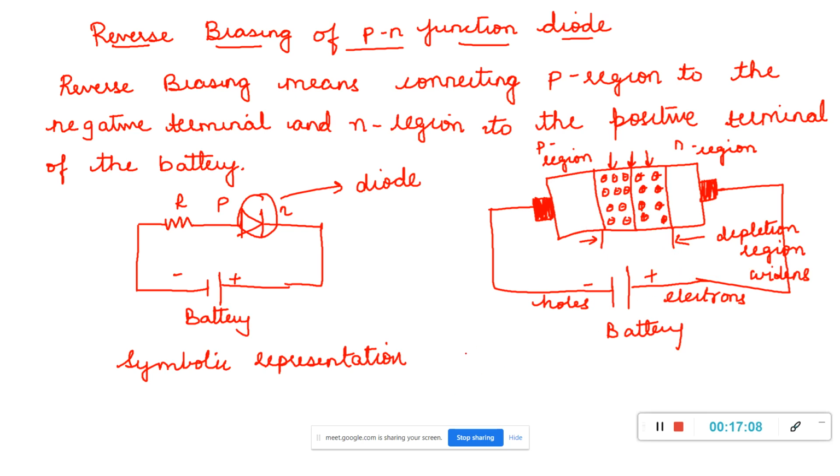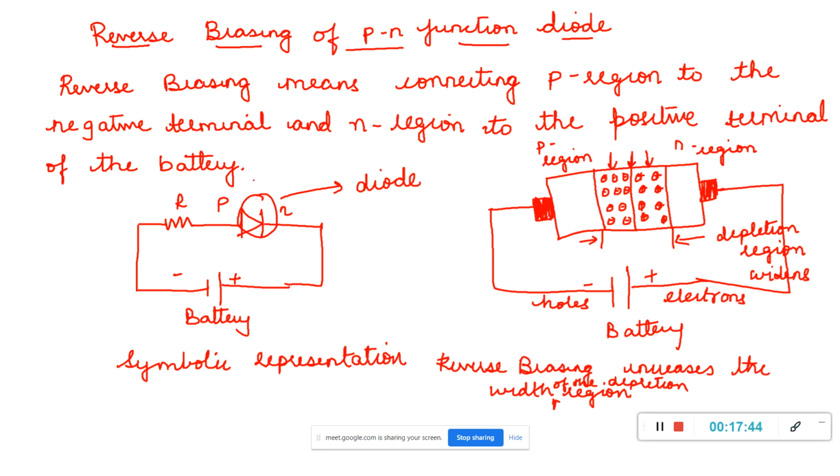So the important point here is that reverse biasing increases the width of the depletion region. Reverse biasing increases the width of the depletion region.